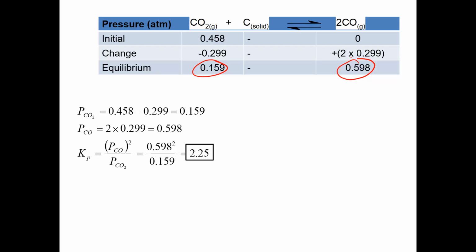And there we are. So here's the bottom line of my ICE table. Now the problem asked us to calculate Kp. So Kp is going to be the pressure of the CO squared divided by the pressure of the CO2. We don't need to worry about the solid carbon. So this is going to be 0.598 squared over 0.159, and that gives me a value of 2.25. So that's how we might use the ICE table to determine a K.